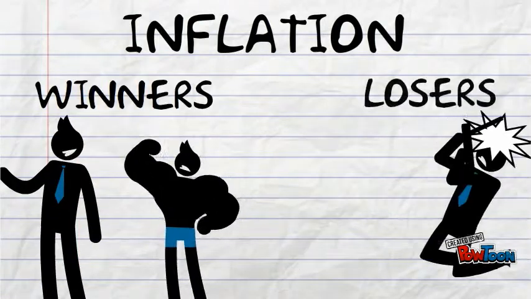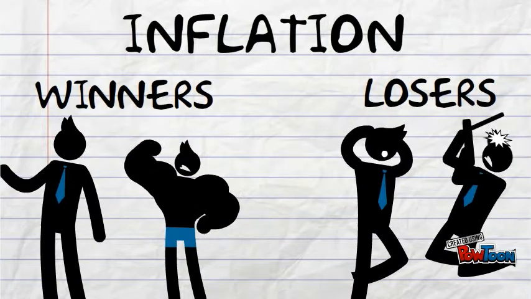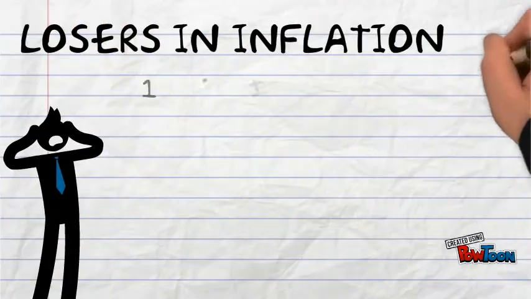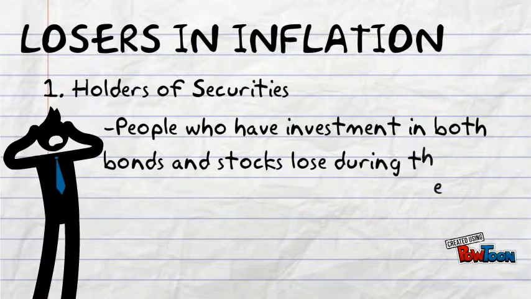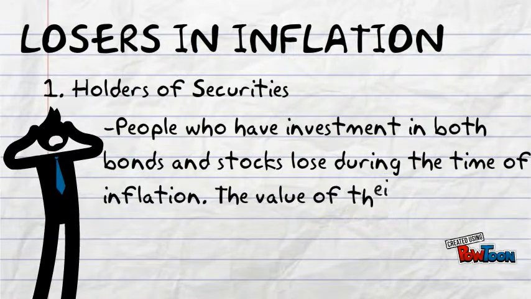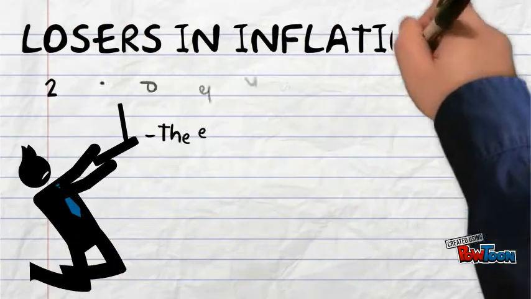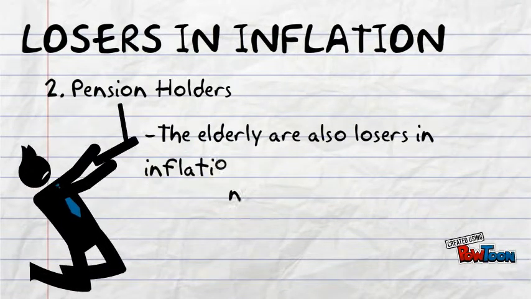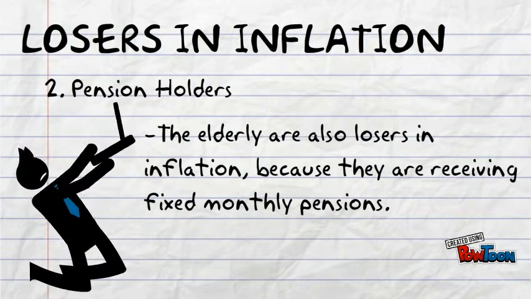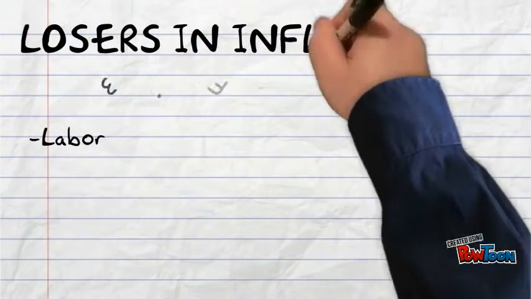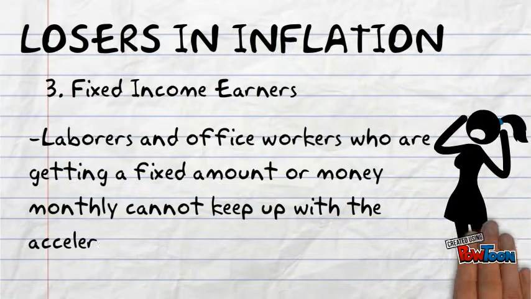Inflation creates winners and losers. Knowing the winners is important for understanding why it is sometimes allowed to persist. Who are the losers in inflation? People who have investments in both bonds and stocks lose during the time of inflation. The value of their money and securities depreciates in terms of purchasing power. The elderly are also losers in inflation, because they are receiving fixed monthly pensions. Any amount of inflation will reduce the amount of goods and services it can purchase. Laborers and office workers who are getting a fixed amount of money monthly cannot keep up with the accelerating inflation.